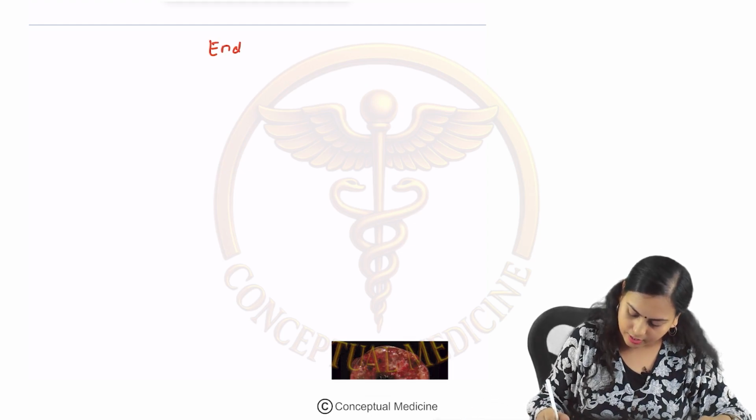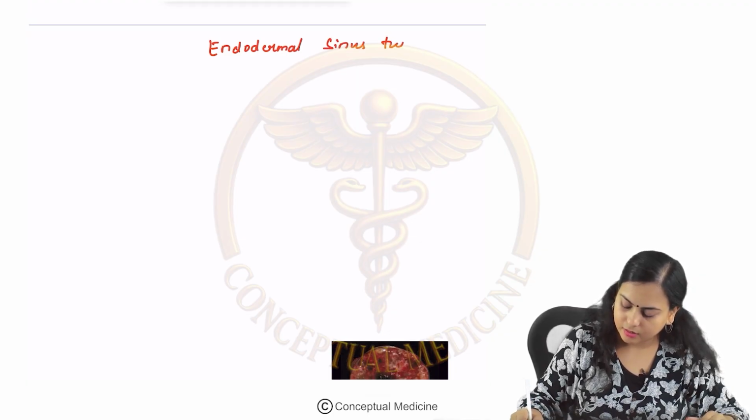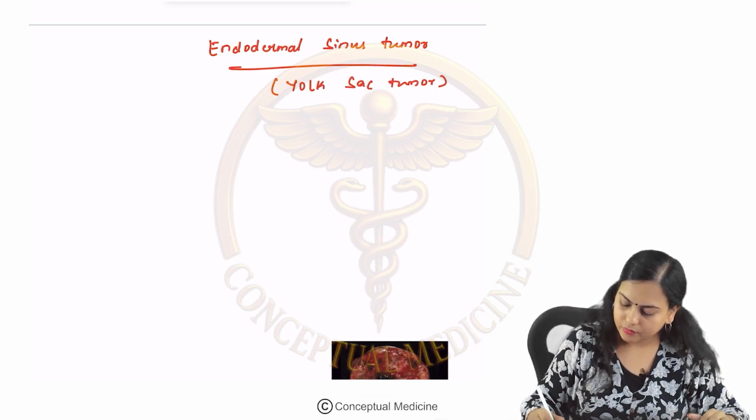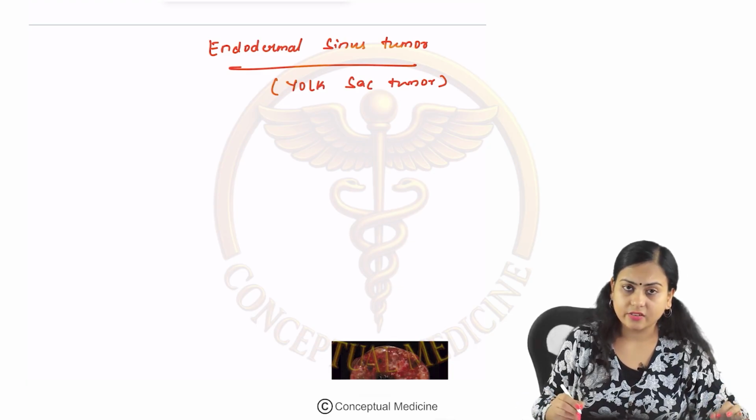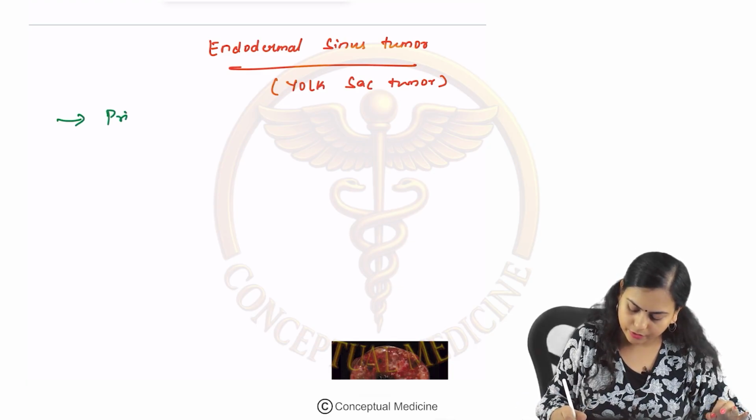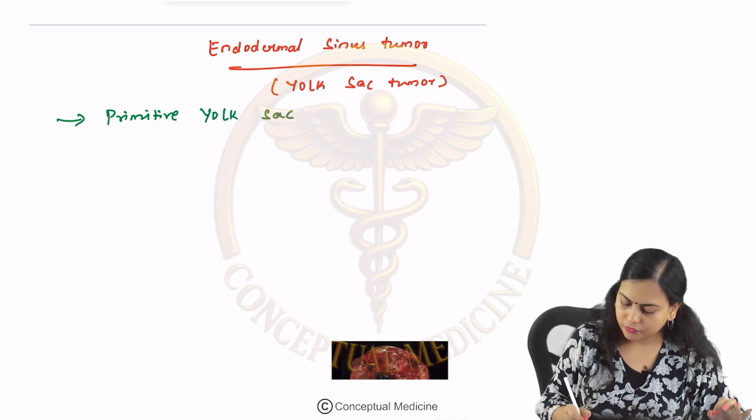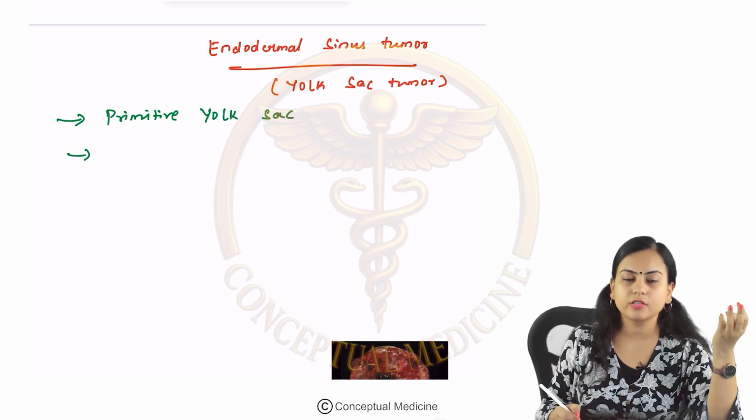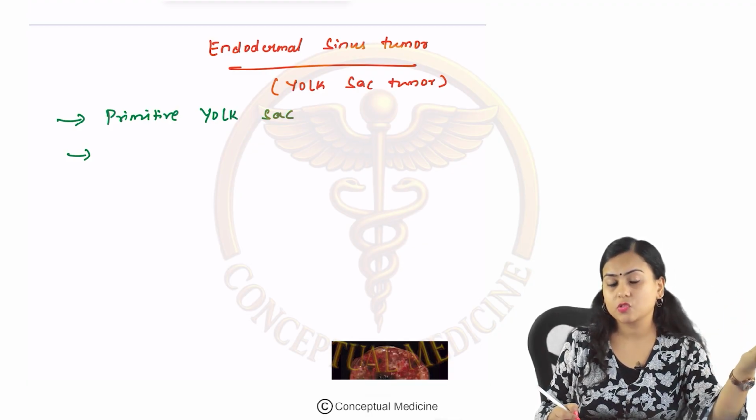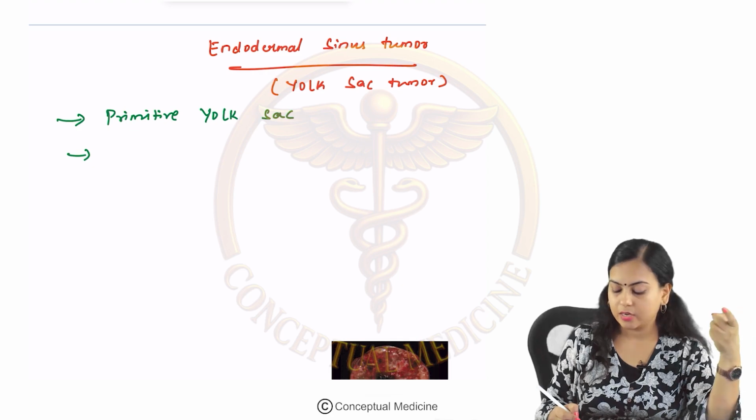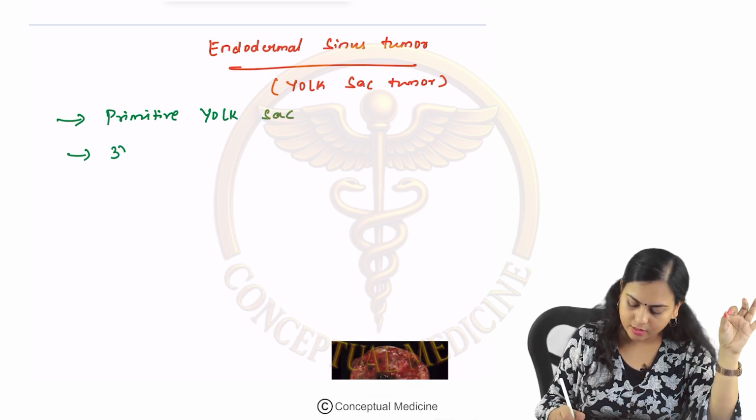Endodermal sinus tumor or yolk sac tumor. This tumor is derived from the primitive yolk sac. First most common tumor is dermoid cyst. Second most common is dysgerminoma. Now, endodermal sinus tumor is the third most common germ cell tumor.